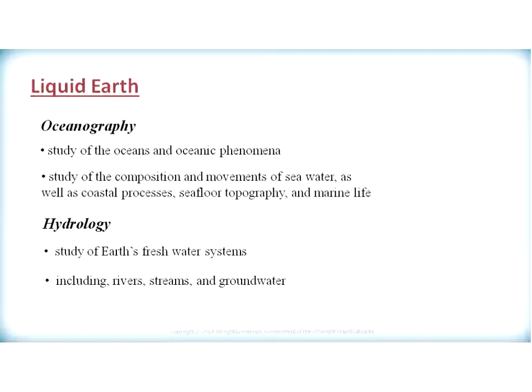The second portion of Earth is known as liquid Earth. Two branches of Earth science that focus on the liquid Earth. One is oceanography, which is the study of oceans and oceanic phenomena. Oceanography also studies the composition, movements of seawater, as well as the coastal processes which shape the coastlines, and seafloor topography, and marine life. When you move on land and study water environments on land, that branch of Earth science is called hydrology. Hydrology studies the Earth's freshwater systems, including rivers, streams, and groundwater.